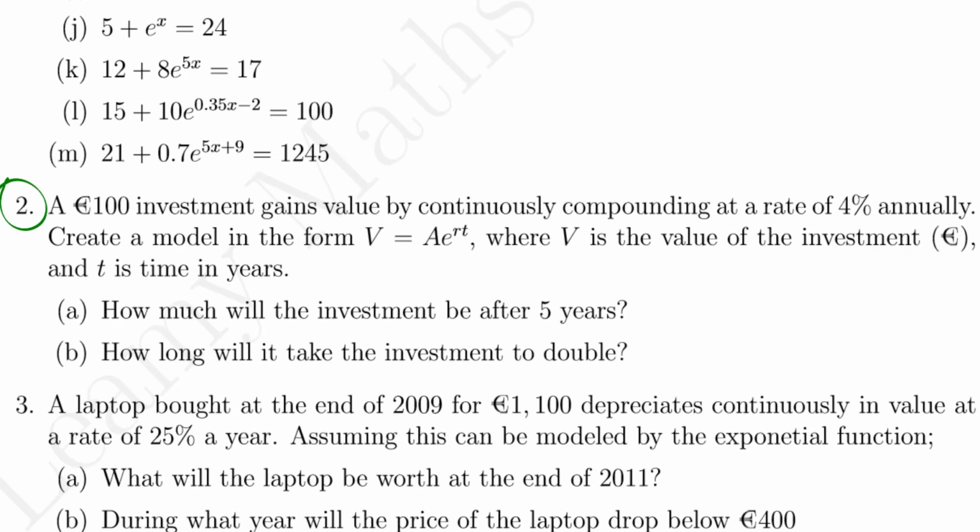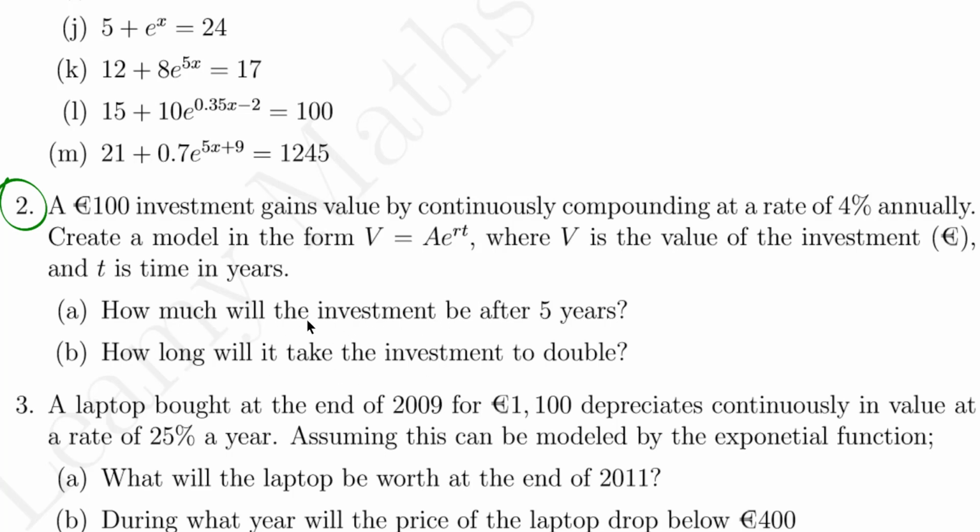This is a fairly straightforward, very easy introductory question. So a €100 investment gains value by continuously compounding at a rate of 4% annually. Create a model in the form V equals Ae^(rt), where V is the value of the investment in euros and t is the time in years. And then we've got two questions. How much will the investment be worth after 5 years? And the second question, how long will it take the investment to double?